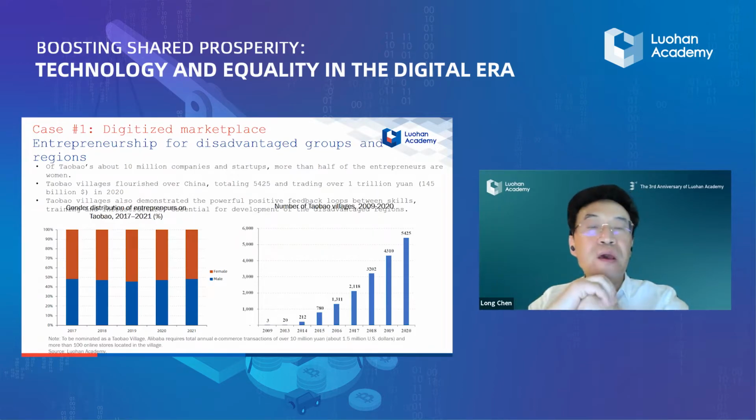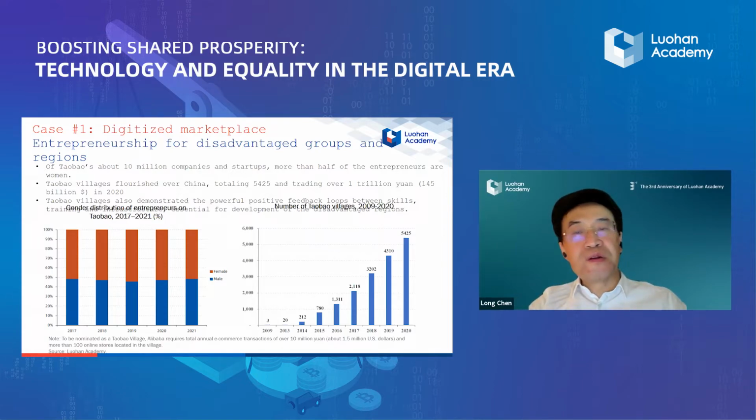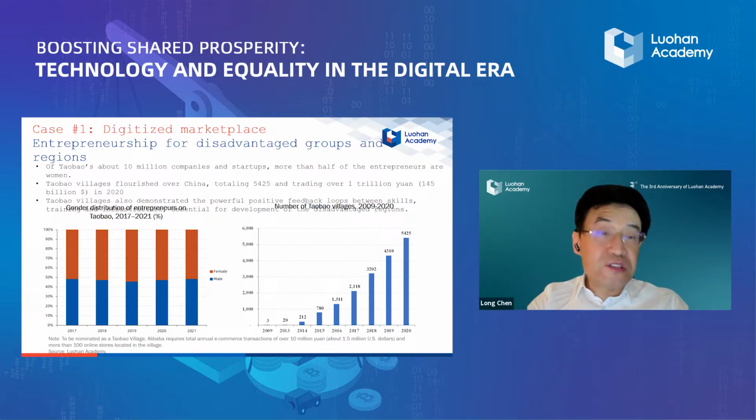To continue, we can see that it is really a great opportunity for entrepreneurs. As Mike Spence just mentioned, there's a spur of entrepreneurship, especially for the disadvantaged groups and regions. On the left panel, you can see the gender distribution of the entrepreneurs on Taobao. On Taobao, we know that there are about 10 million companies and startups, and about half of them are women. We're talking about entrepreneurs, not employees.